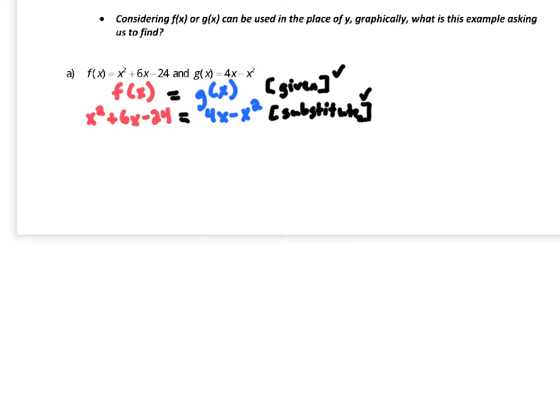Now we're trying to find, again, the x values that make these 2 equations equal. So we're going to have to solve this equation now that we have for x.